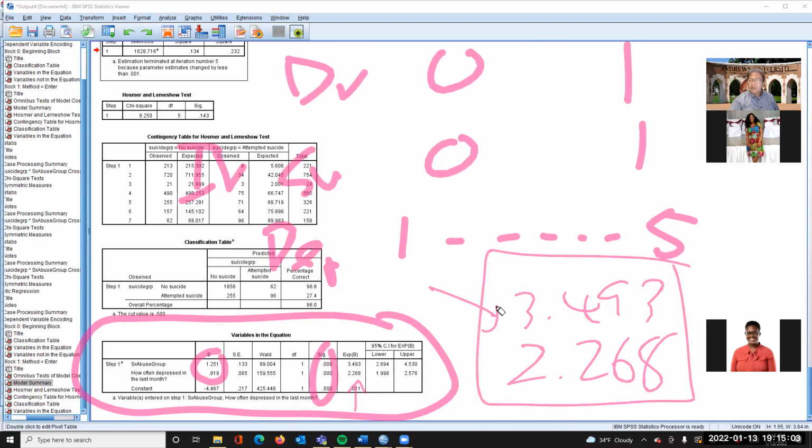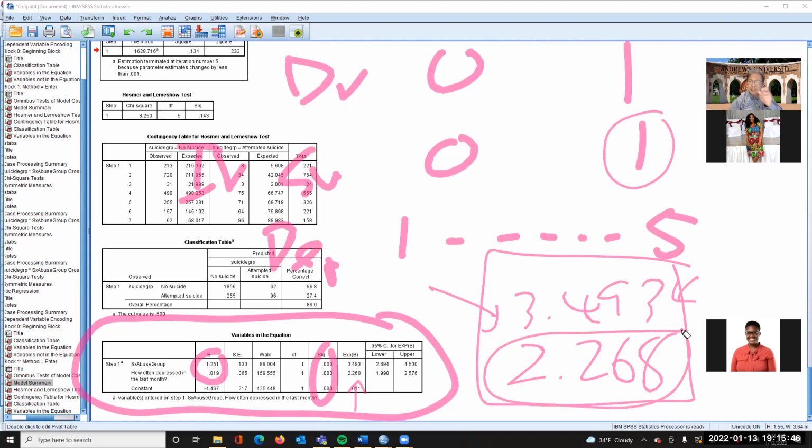This one we've already seen earlier. In other words, people in this group are 3.5 times more likely to commit suicide or to attempt suicide. That's what this one means. In other words, if you have been sexually abused, you are 3.5 times more likely to attempt suicide. All right. Now this one, how do you interpret this one?